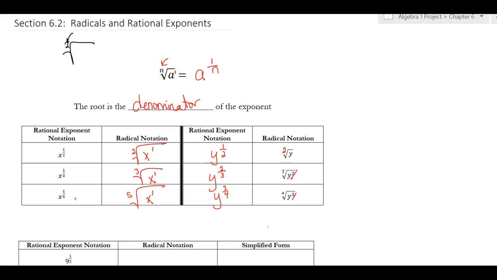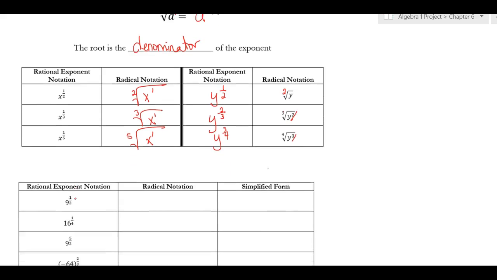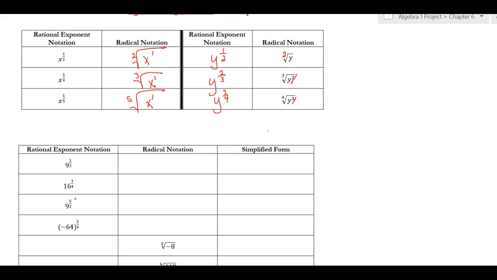Okay? Now, sometimes you're going to have things that aren't just variables. You're going to have numbers. And so we need to know how to write it in radical notation, and then we're going to have to learn how to simplify it. You've probably seen some simplifying before, but it's a process that we'll do just to make sure you understand.